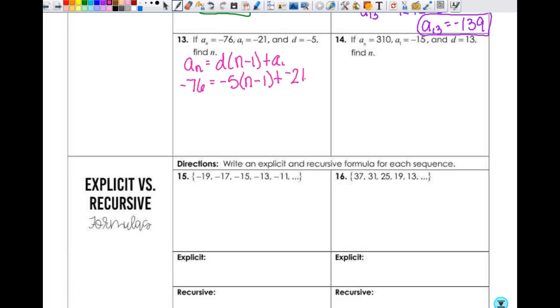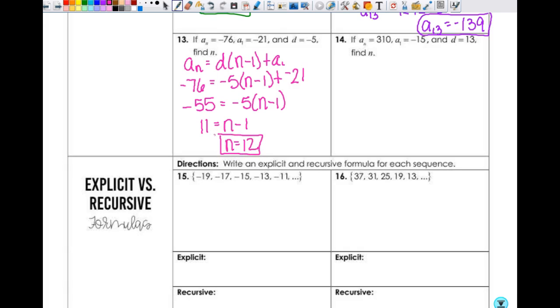I'm going to go ahead and add 21 to both sides. And when you do that, what do you get? Negative 55, yes, equals negative 5 times n minus 1. And then here, you can distribute, there's nothing wrong with it, but I could divide both sides by negative 5, right? So it's going to be 11 is equal to n minus 1, so n is equal to 12.